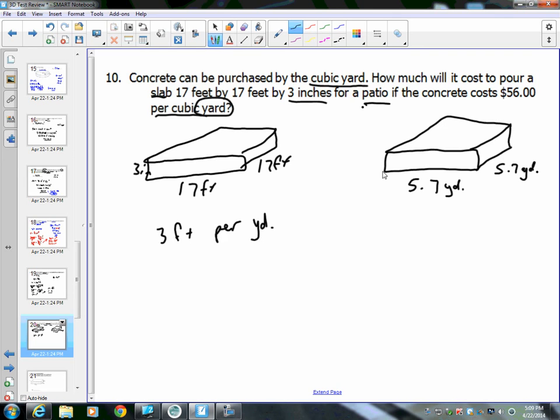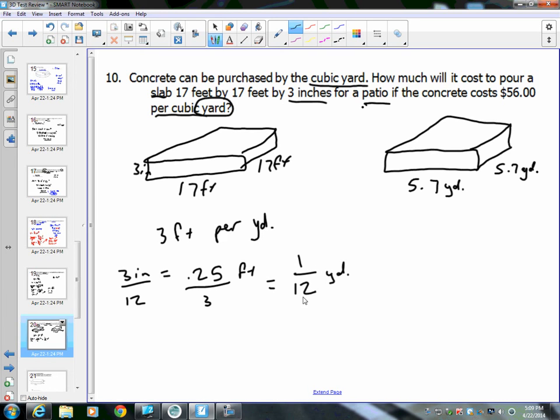And then this is 3 inches. So I don't only have to turn inches into feet, but then feet into yards. So 3 inches is the same thing as, well, there's 12 inches in a foot. So we say 3 divided by 12, and we get 0.25 feet. Okay, because we divided by 12. We're going to divide this by 3 feet to get 0.25 divided by 3. I'm going to go ahead and use this as a fraction. This is 1 over 12 yards.